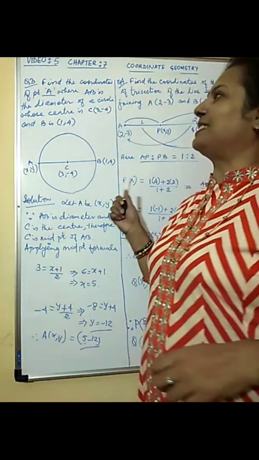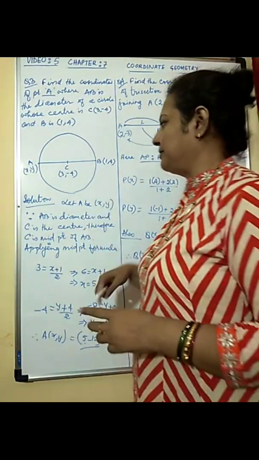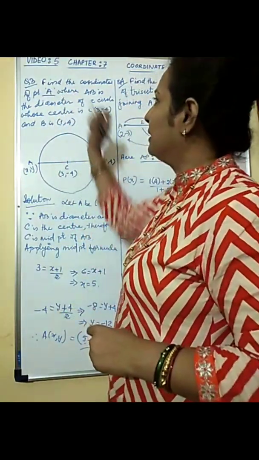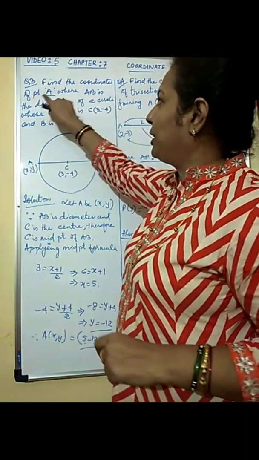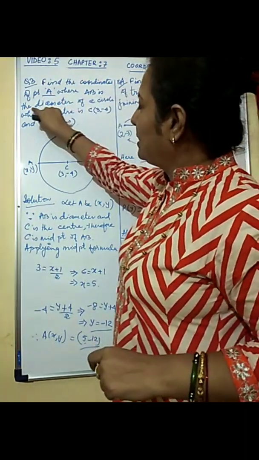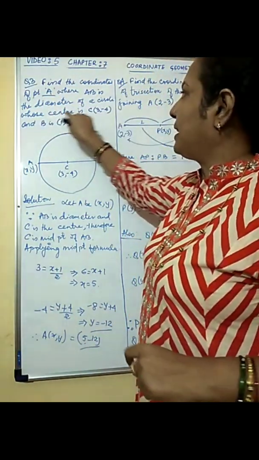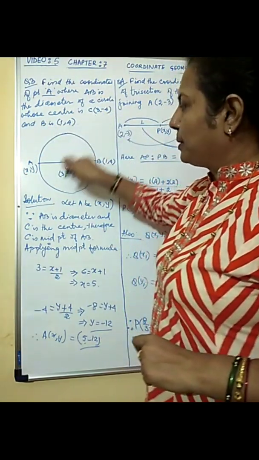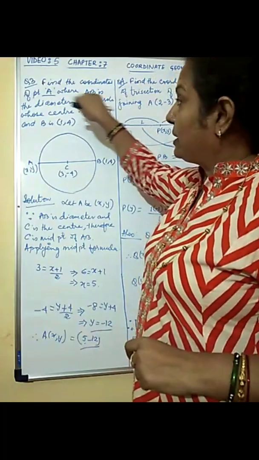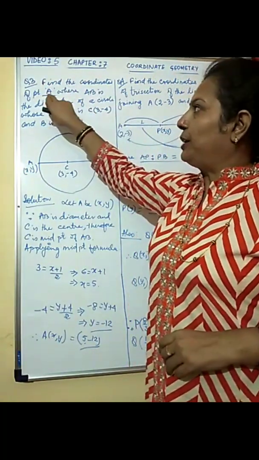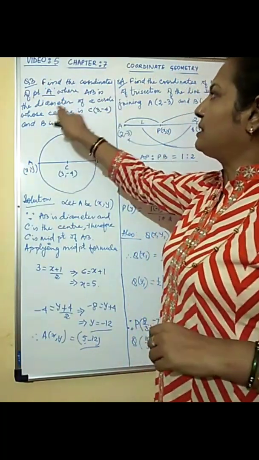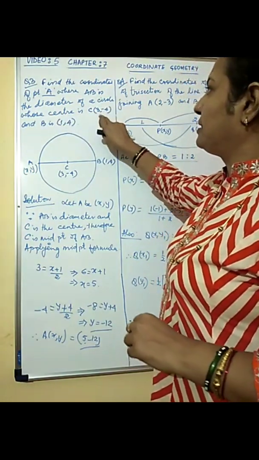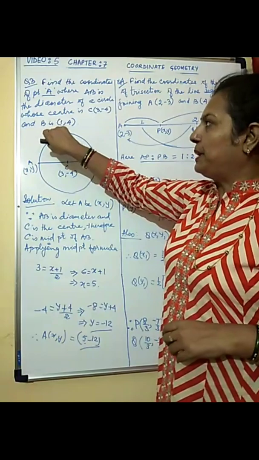Hello. So now let us discuss another two questions. I'm back. So now question number 3 is: find the coordinates of a point A where AB is the diameter of a circle whose center is C (3, -4) and B is (1, 4). Now I repeat the question: find the coordinates of a point A where AB is the diameter of a circle whose center is C, the coordinates given as (3, -4), and B is (1, 4).